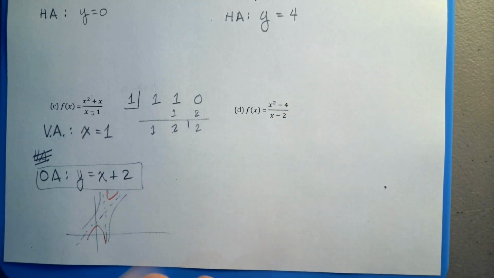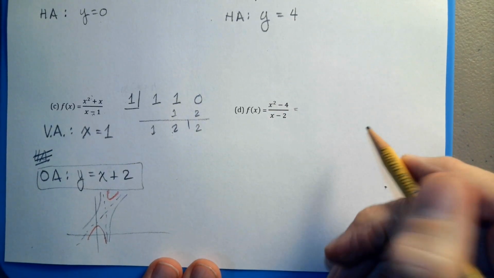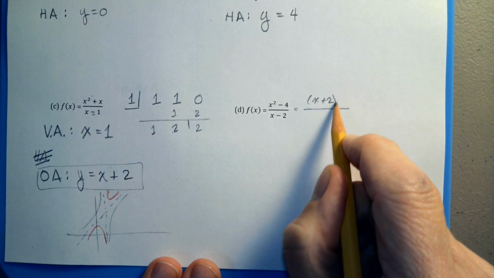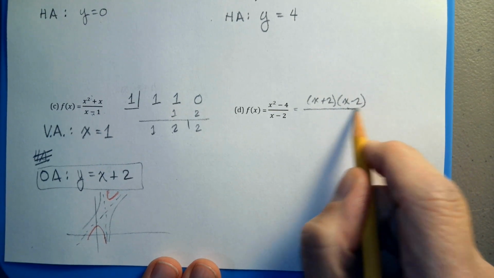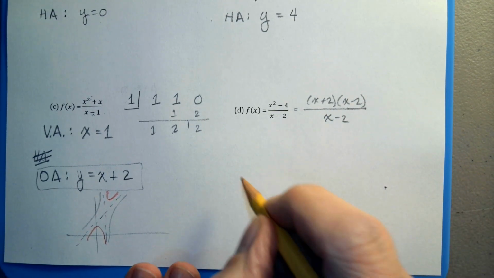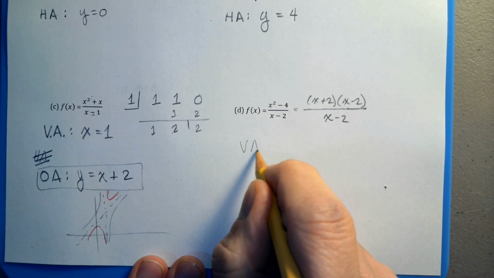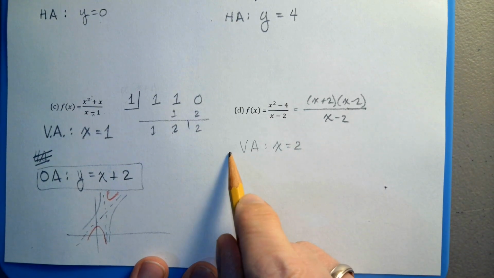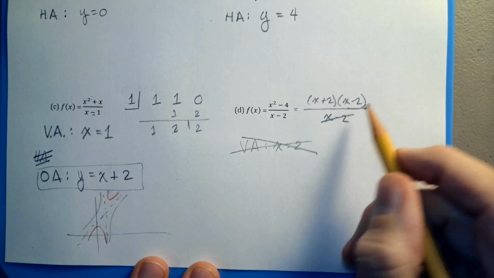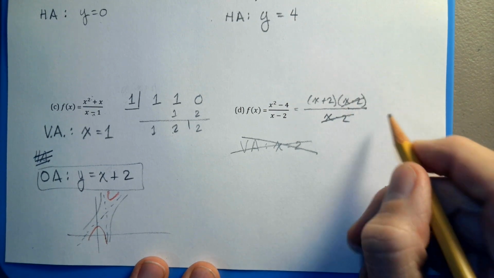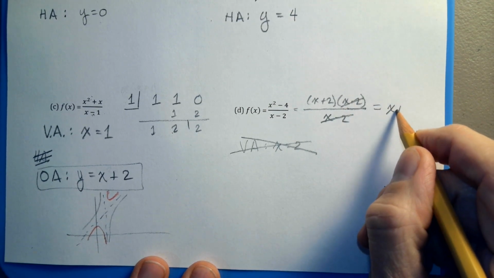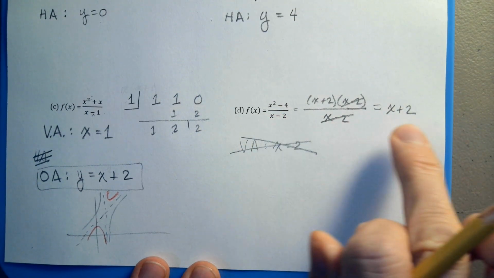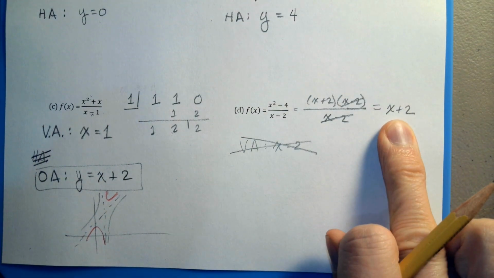All right, and then let's look at this last one. So let's see if this factors. The top is a difference of squares, so we could say x plus 2, x minus 2. And on the bottom we have x minus 2. So to start with, we look at this and we say, oh, the vertical asymptote looks to be x equals 2, but it's not. Because that x minus 2 cancels with that x minus 2, leaving us with a reduced function of x plus 2.